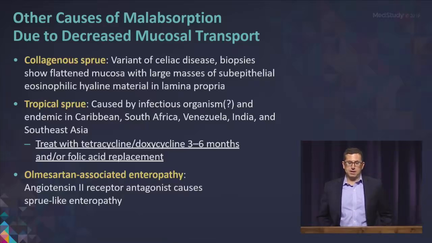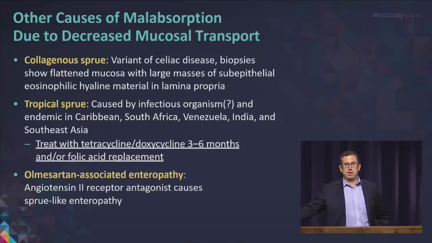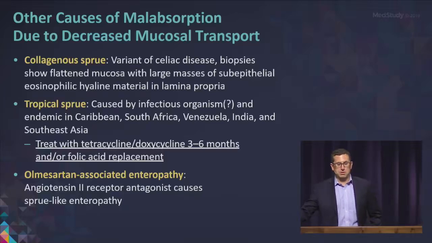Other causes of malabsorption due to decreased mucosal transport would include collagenous sprue, which is a variant of celiac with large masses of subepithelial eosinophilic hyaline material. Tropical sprue, which is caused by an infectious organism that no one is really sure which agent it is. That's endemic to the Caribbean, South Africa, and other parts of the world. This is generally treated with antibiotics for about 3 to 6 months and with folic acid replacement as well, because folate levels could be low in this condition.